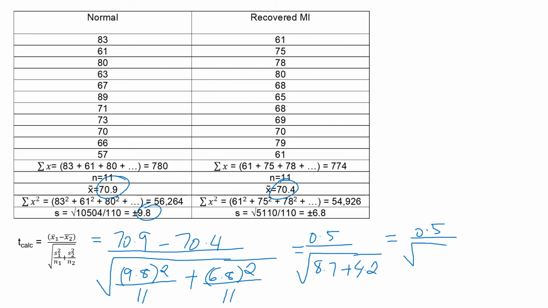So 8.7 plus 4.2, that's 12.9. Okay, so what I would do is just kind of one more time, put my 0.5. I would square root the 12.9. So square root of the 12.9 is 3.59. Now I'm ready to go ahead and divide. So 0.5 divided by 3.59. My calculated t-value is 0.139.